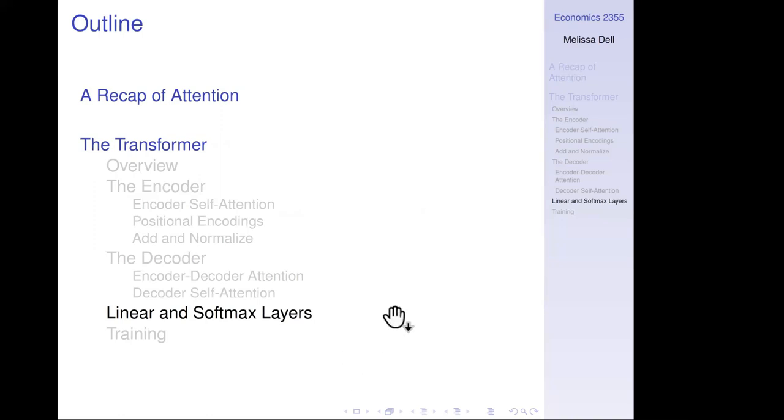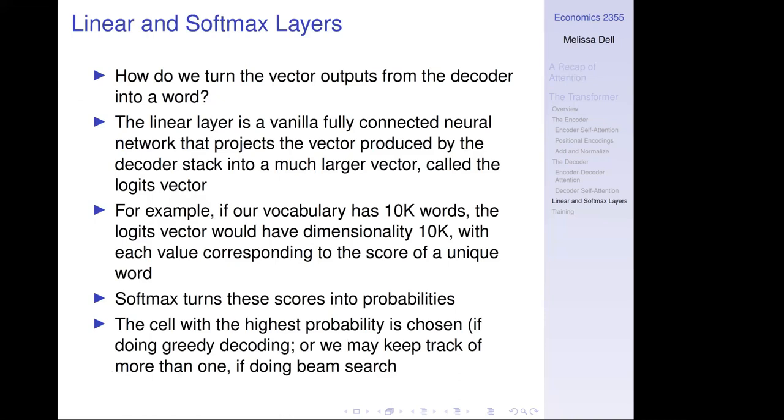Okay, so I'll say just a word about the linear and softmax layers, which are really straightforward. Our output from the decoder is a vector. How do we turn that into a word? Well, we do that with the linear and softmax layers. The linear layer is just a vanilla fully connected network that projects the vector produced by the decoder stack into a much larger vector called the logits vector.